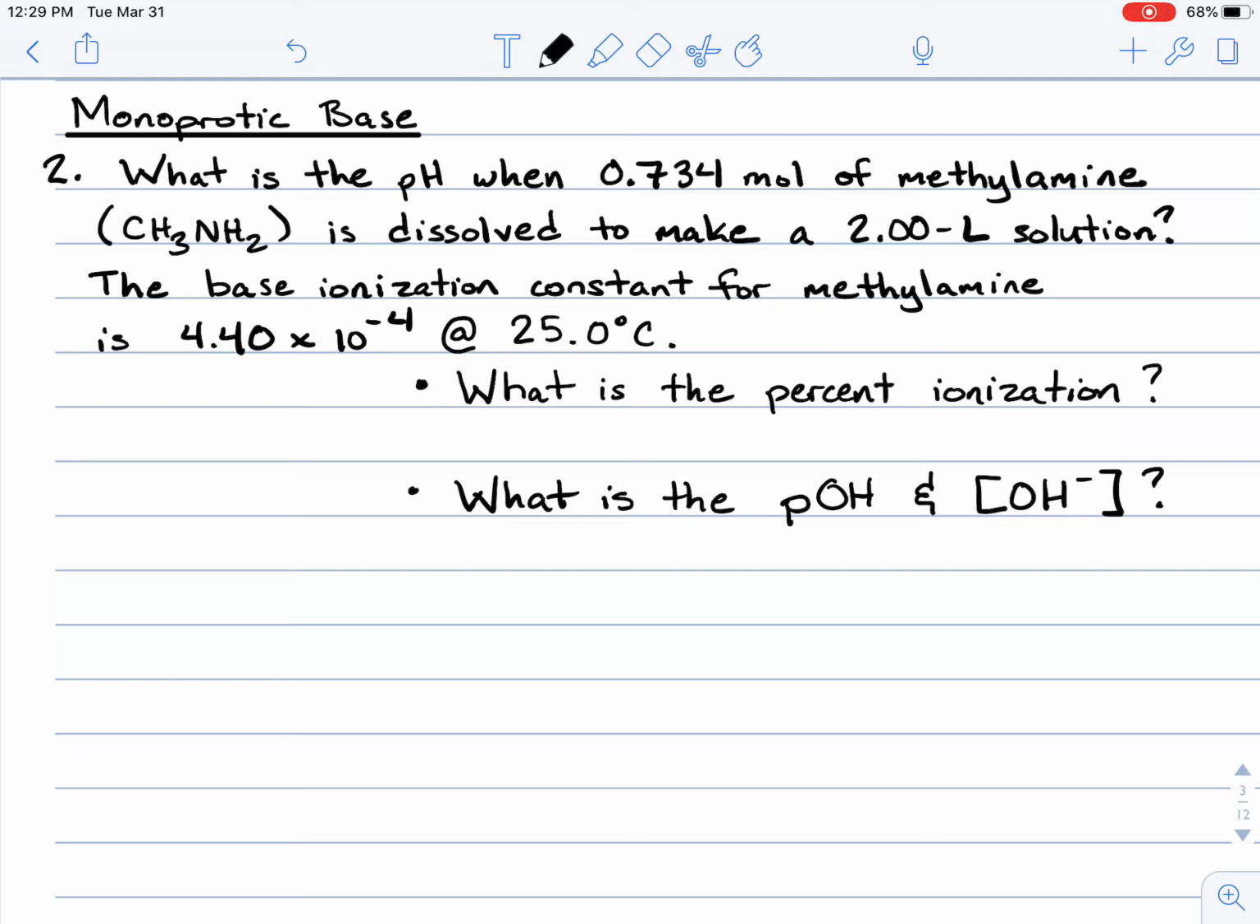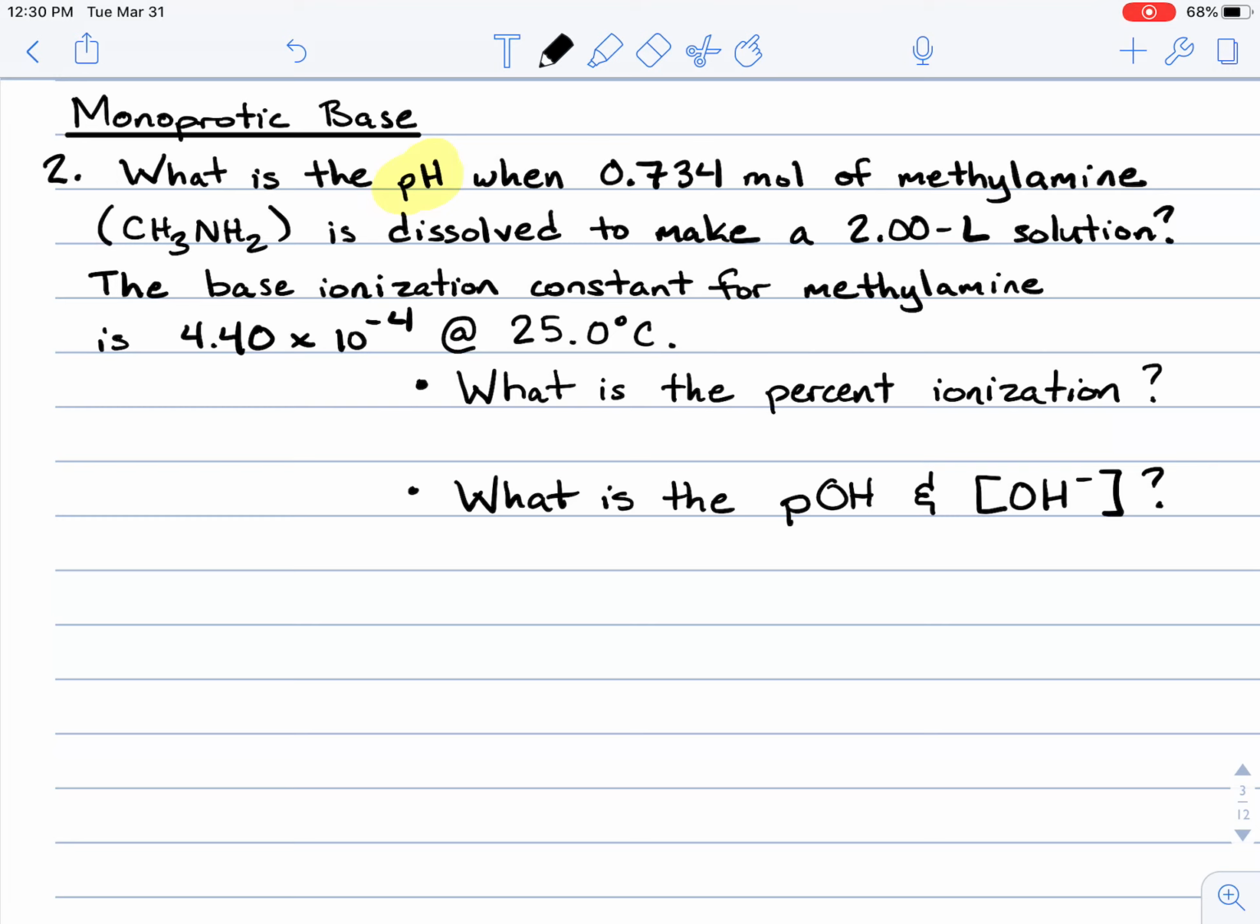For number 2, we want to determine once again the pH. So let me highlight this. When 0.734 moles of methylamine is dissolved to make a 2-liter solution, the base ionization constant for methylamine is 4.40 times 10 to the negative 4 at 25 degrees Celsius. After we determine the pH, we're going to determine the percent ionization, and we're going to determine the pOH and the concentration of hydroxide ions.